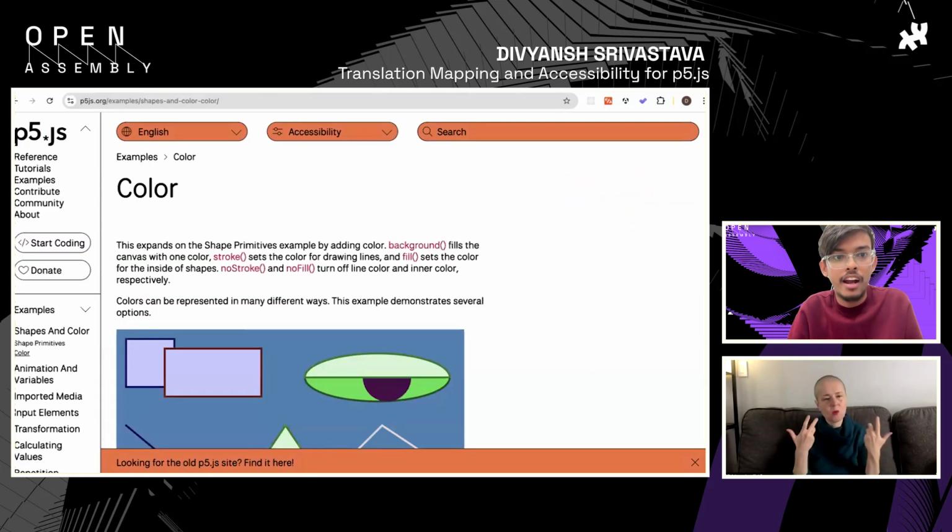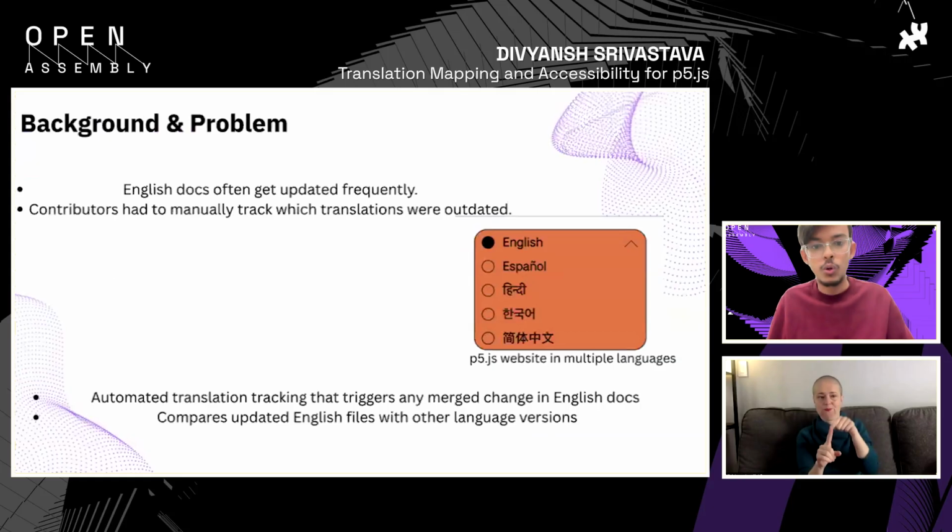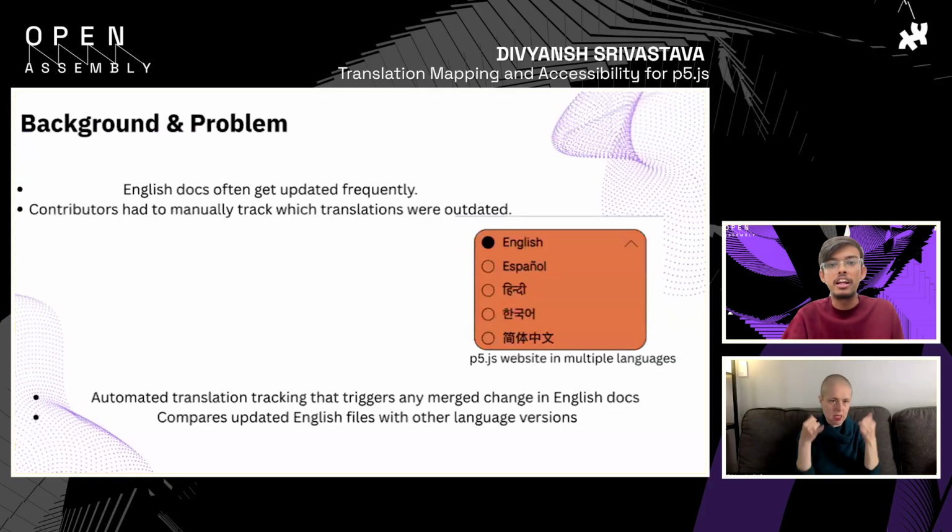So, coming back to the problem: the English documentation or website gets changed very frequently. That might be a code change, or adding more description to some function or some reference, some tool, some library. These were all tedious tasks. That's why this summer I was involved in making this GitHub action that does these things automatically.